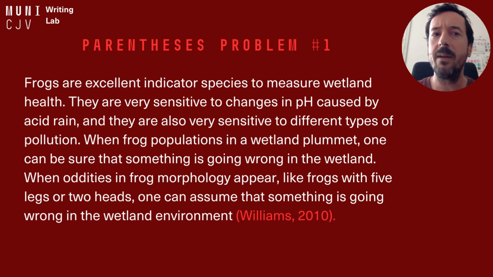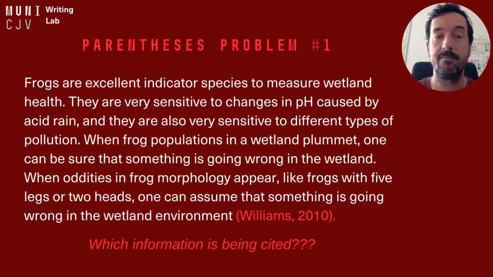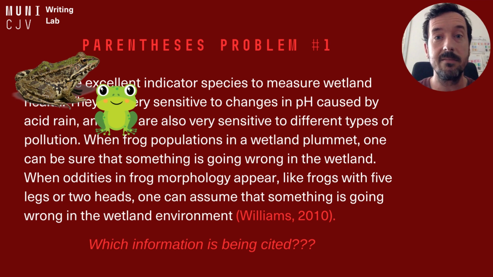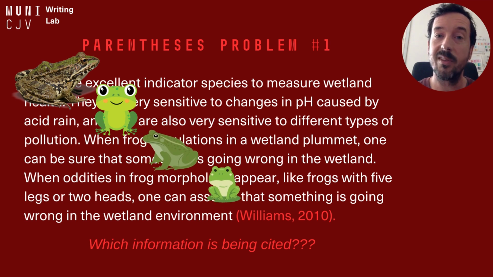Notice we only get one parenthetical citation at the very end of the paragraph. And that's a problem because the reader doesn't know which information in the paragraph is being cited. Each sentence is making a different claim and giving different information. So, what information is coming from Williams, from our cited source? Is it the first sentence, the second, the third, the fourth? All of them? We don't know. So, that's one way I've seen parenthetical citations misused. And I've even had students tell me they were taught to cite that way.